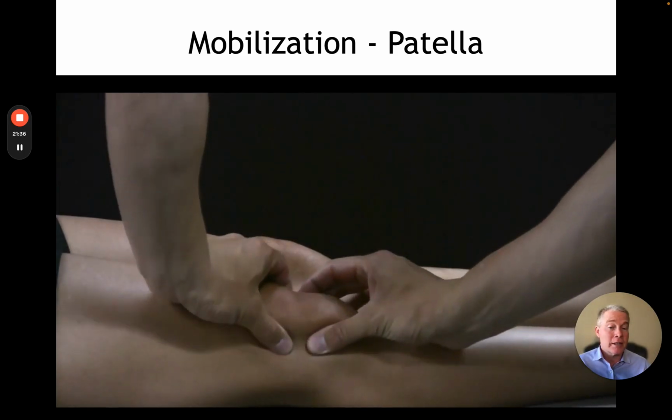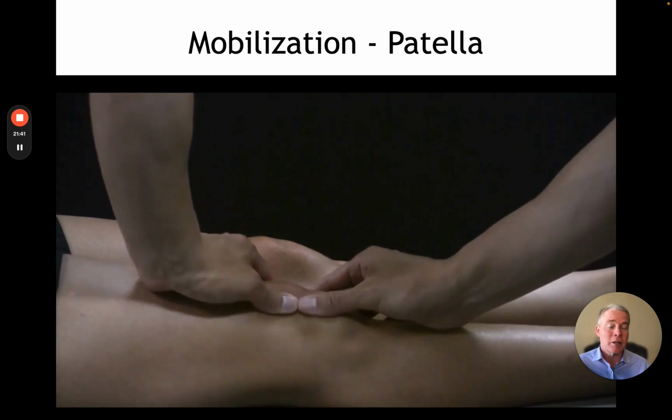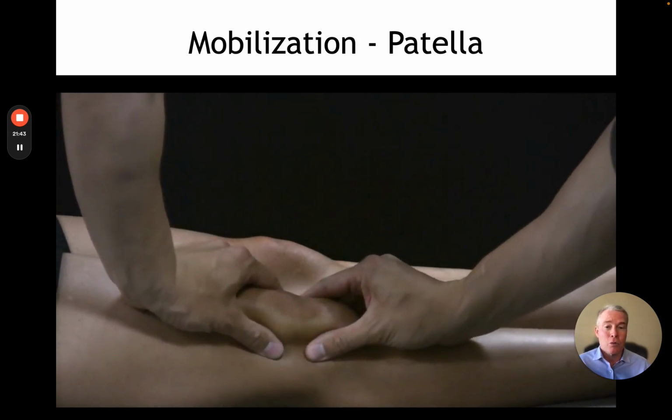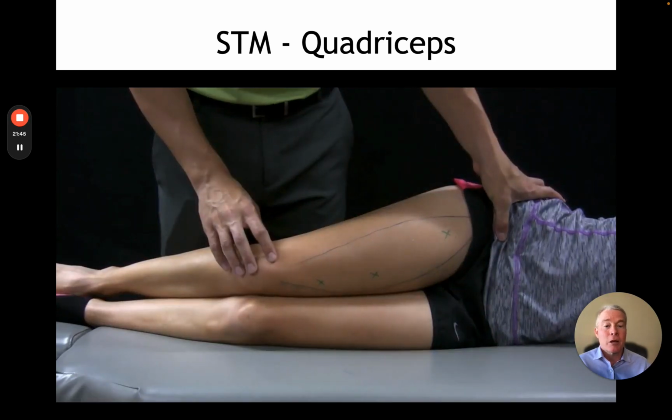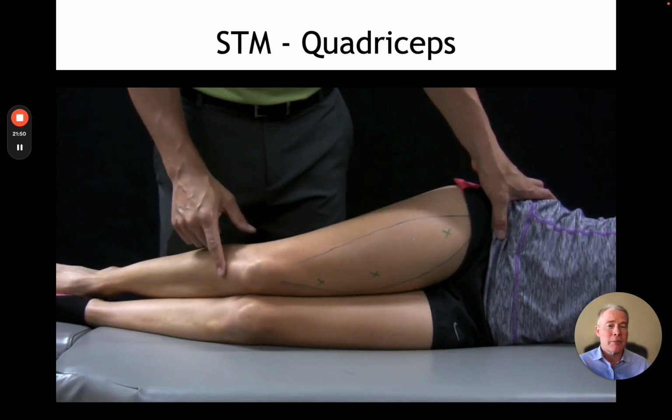Something else that we can do is to mobilize the patella to lift it. We don't want to do the grinding sign, but we can lift it and pull it medially or laterally, especially medially because we're trying to stretch those lateral retinacular tissues. We can also work out the quadriceps. A lot of patients who have this problem have tight quadriceps and hamstrings.